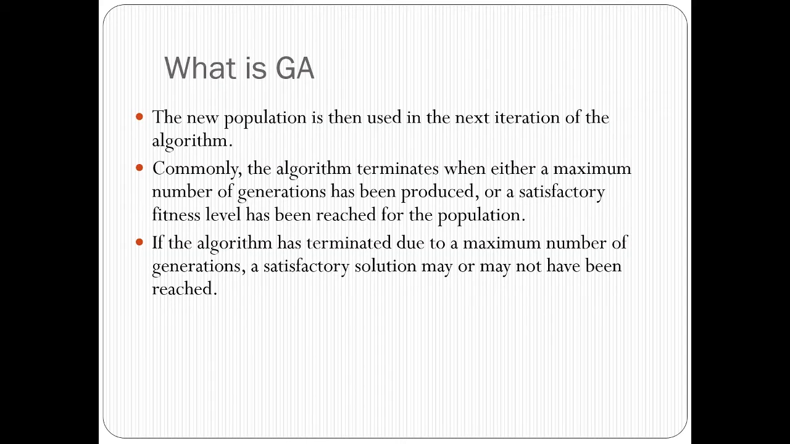Commonly, the algorithm terminates when either a maximum number of generations has been produced or a satisfactory fitness level has been reached for the population. If the algorithm has terminated due to a maximum number of generations, a satisfactory solution may or may not have been reached.